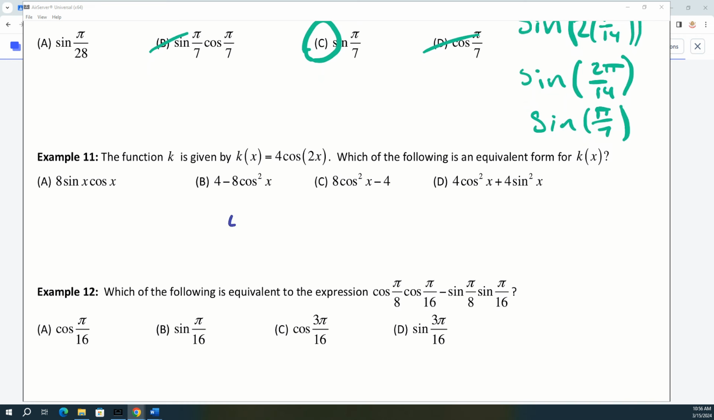Okay. So 4 cosine of 2x is going to be equal to, if I use that identity, 4 times 2 cosine squared of x minus 1. So which answer choice looks like it would be the answer if I distributed the 4? Let's see. All right. Does that make sense?